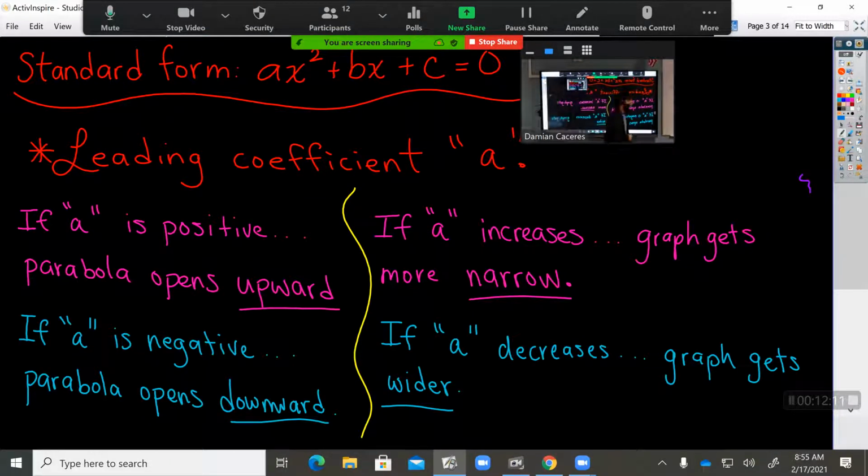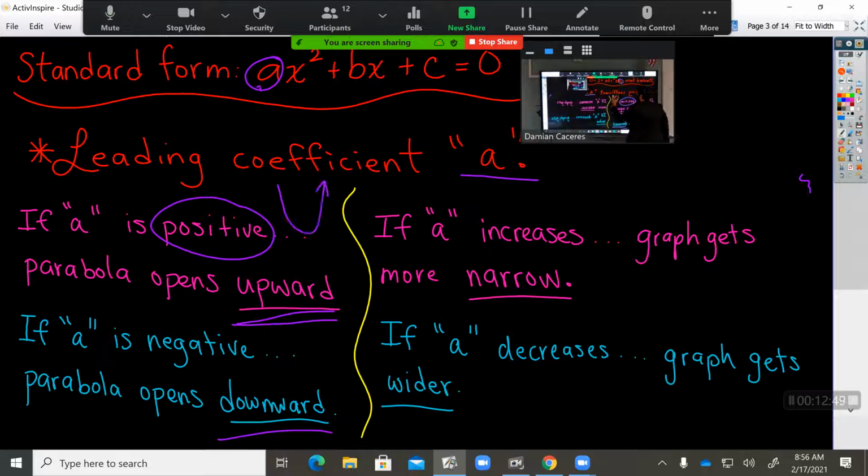All right. So here we have standard form ax squared plus bx plus c. I just repeated it so that it's embedded, right? Now, the leading coefficient means the first number, which is the number that's touching the x squared, right here. So this is the second vocabulary term you're going to learn here. These are going to be the words in the vocabulary, upward and downward. So if a, the leading coefficient, is positive, then it opens upward. So the U would open up like this.